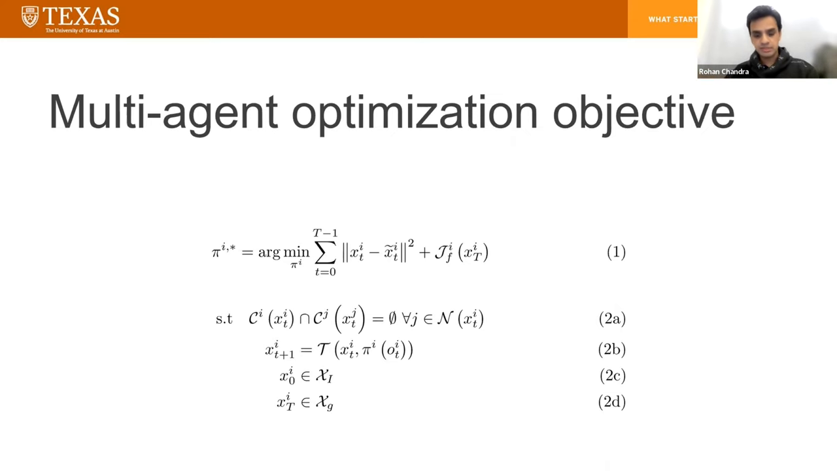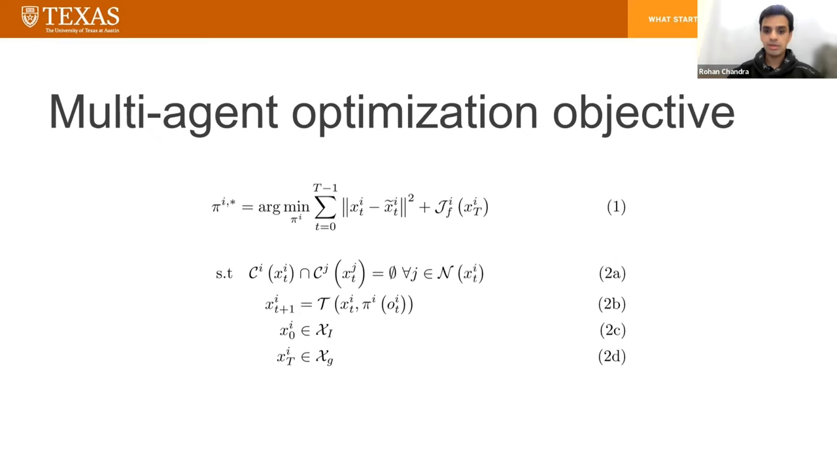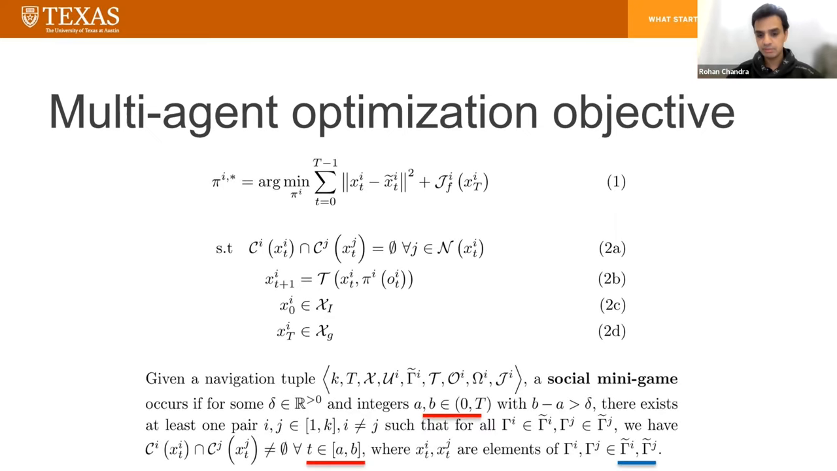This is a very basic solution architecture, but now there's a big problem. In general navigation problems, there are a lot of solutions. There's a large literature available to solve this problem, right? You can use MPC, you can use DWA. But now when you talk specifically about social navigation or about social minigames in particular, there's a big problem.